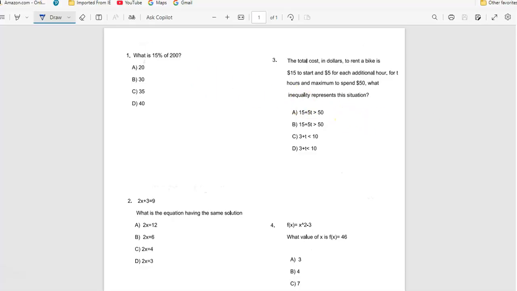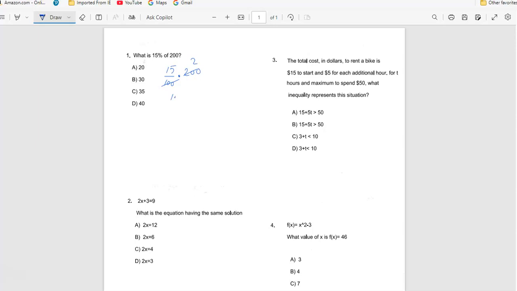of 200? Alright, percent means over 100. So when we say 15%, that means 15 over 100. You can put it in fraction form like this, or you can write it as 0.15. So both ways work. If I put it as a fraction, I think it will be easier. 15% of means multiply by 200. So you can simplify. If you divide the bottom by 100, cancel, and divide 200 by 100, you get 2.